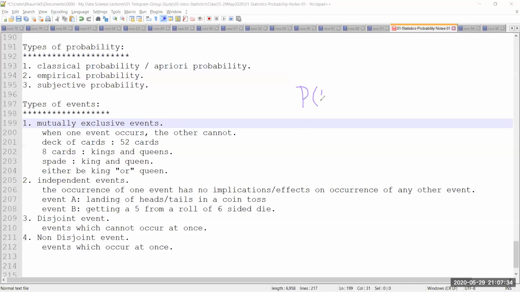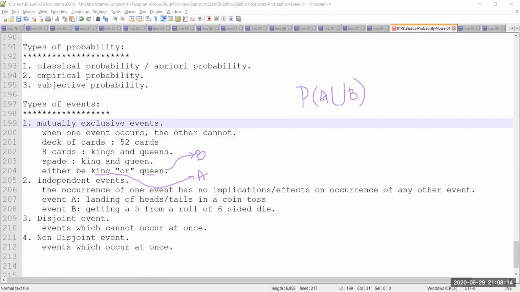Let's say there is an event A, and I'm trying to find the probability of event A. Then there is one more event, which is event B. So I had two events: either I have got a king or I have got a queen. King is going to represent event A, and queen is represented by event B. If A and B are mutually exclusive in this case, I can write that A and B are mutually exclusive in this way.